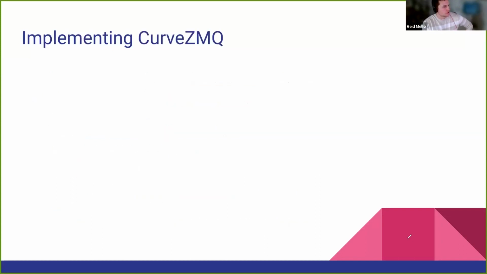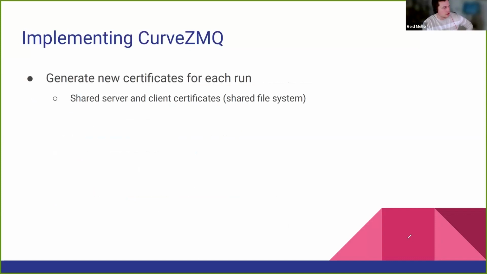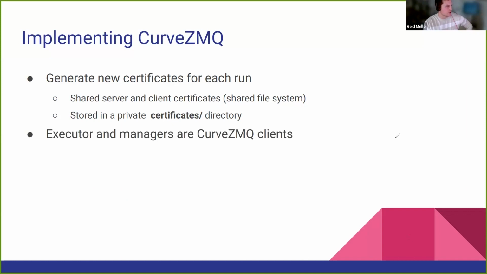So I'll get into the actual implementation of CurveZMQ on our side. Like I said, we generate new certificates for each run. We use shared server and client certs because for all of the relevant processes that I mentioned before there's a shared file system, so there's really no need to generate separate client certs, or definitely not a separate server cert. And we store all of these in the certificates directory, which is stored within the run directory. So again, this is on a per run basis, and this is a private directory as well.